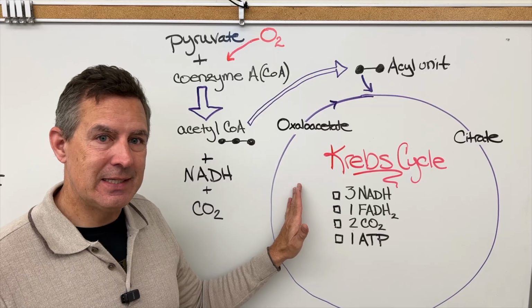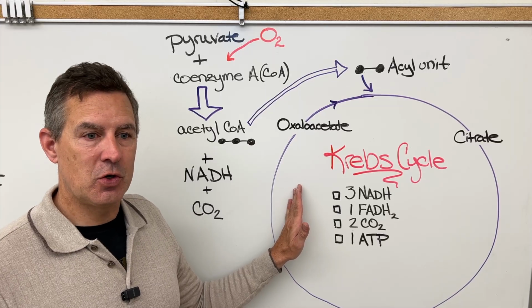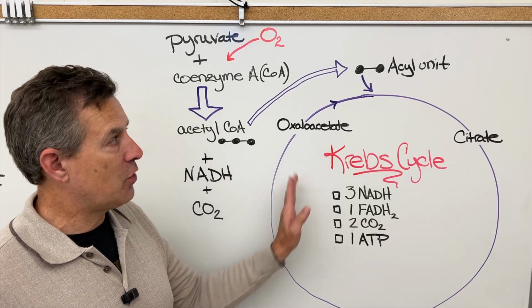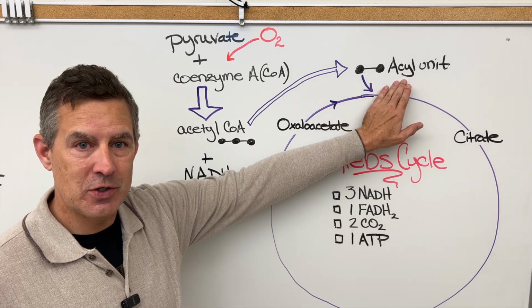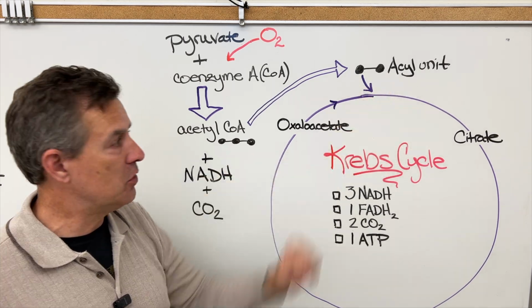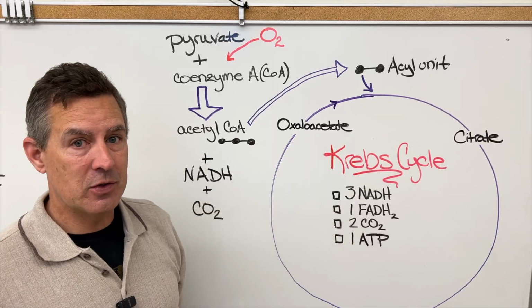Pyruvate does not directly enter the Krebs cycle. What enters the Krebs cycle is what's known as an acyl unit. This is a 2-carbon molecule that enters the Krebs cycle.